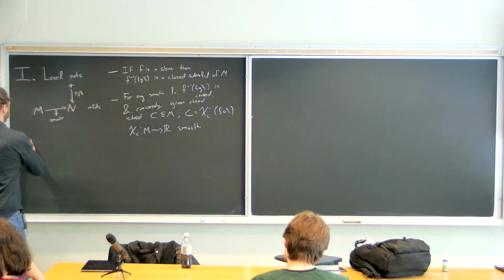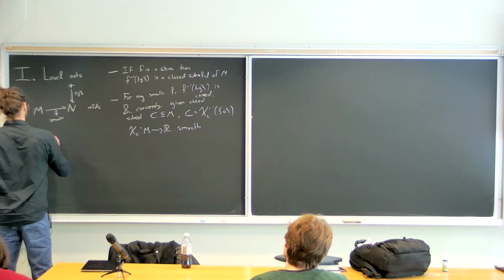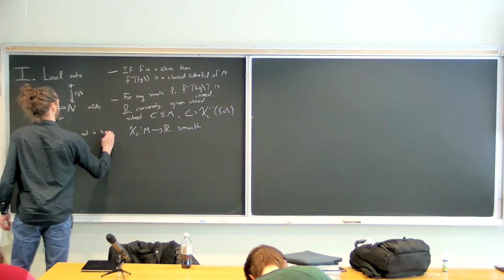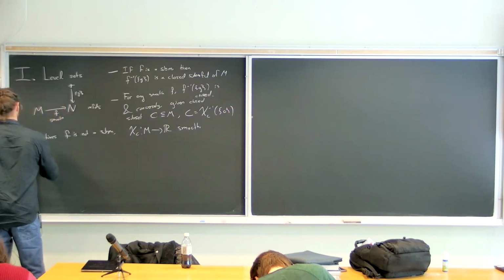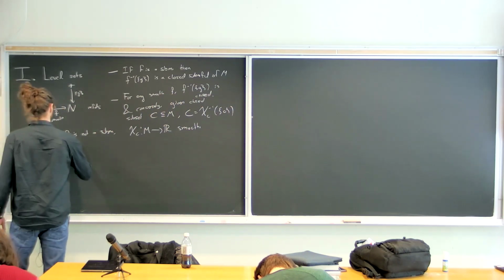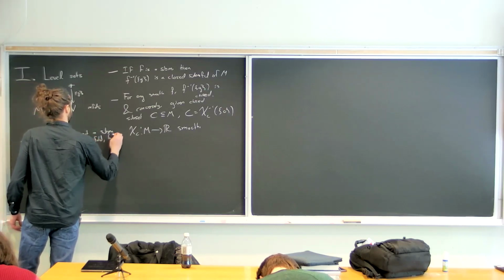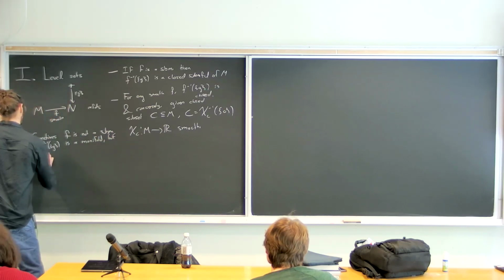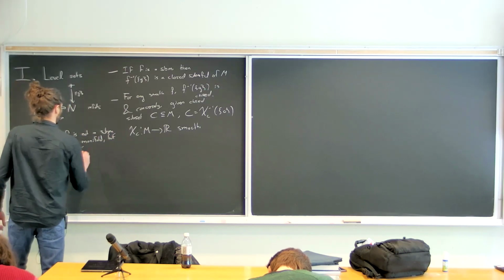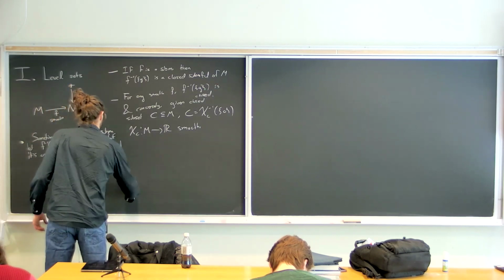But that's in general; sometimes it's true. Sometimes f is not a submersion, but the level set is still a manifold. But it's usually wrong. What I mean by wrong, for example, is the following.